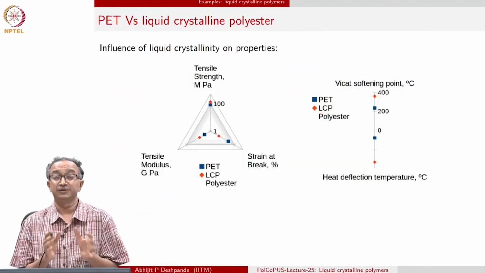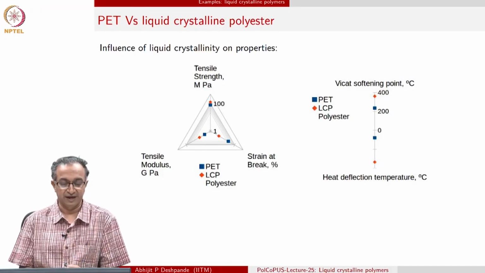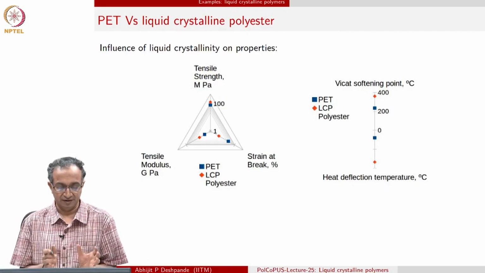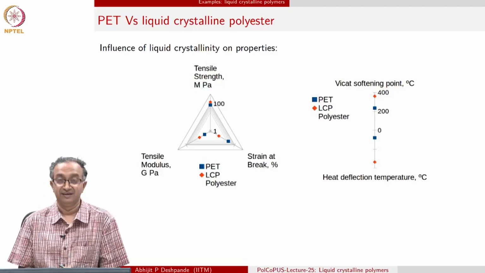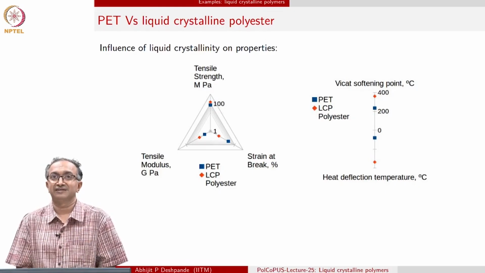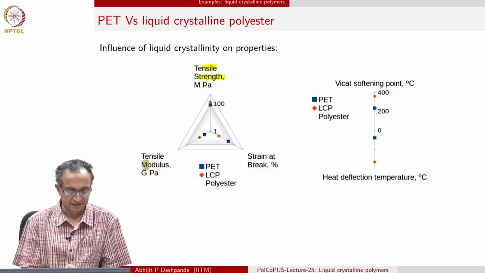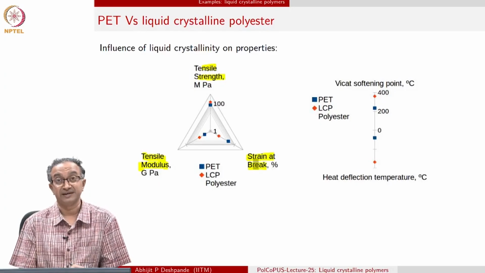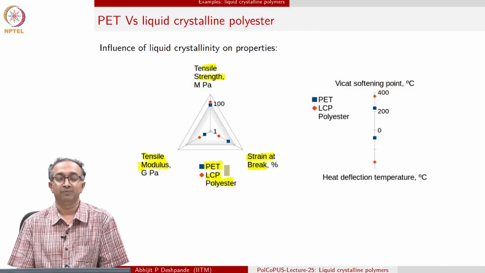Now, just to give you an idea of how much difference it makes by introducing these mesogens, in this slide I have taken commercially available data based on PET and liquid crystalline polymer. This is a slightly complex diagram, so just spend some time looking at what is being tried to say. We are looking at 3 different properties: tensile strength, tensile modulus and strain at break. And we are looking at 2 different materials: PET, the PET bottle, and then liquid crystalline polyester.